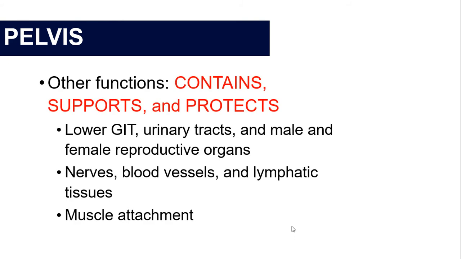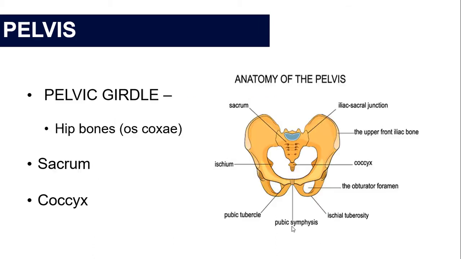Its other functions include containing, supporting, and protecting the organs of our lower GI tract, urinary tract, and male and female reproductive organs. Aside from that, it also contains nerves, blood vessels, and lymphatic tissues. And lastly, it serves as attachment for the muscles. Some are for our trunk, abdomen, and some are for our lower extremities.